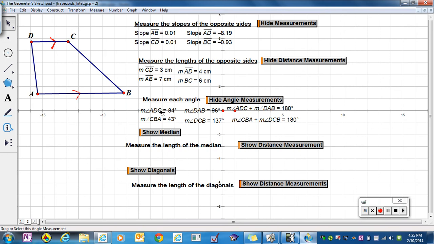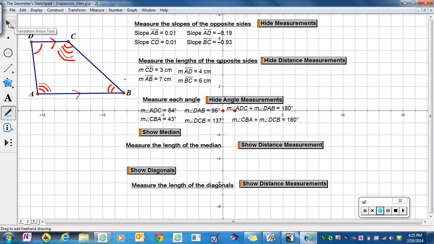Alright, we've got that ADC is 84. Then we've got that CBA is 43. Then we've got that DAB is 96. And then we've got that DCB is 137. The reason why I'm using a different number of angle markings here is because absolutely none of them were congruent to each other.